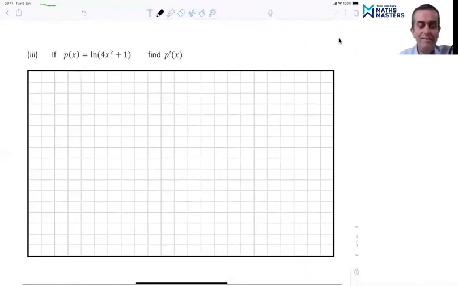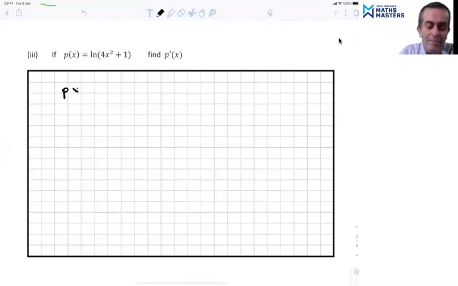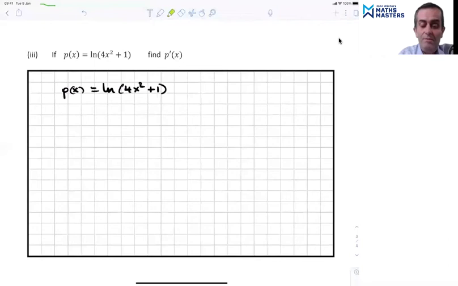Now, in our next example, we have a log. Okay, and again, logs appear on almost every Leaving Cert exam. So I'm going to begin by just writing down p of x equals the natural log of 4x squared plus 1. Now, again, to begin with, I say to myself, well, this is definitely not just x. It's not the log of x, it's the log of 4x squared plus 1. Okay, so this is definitely the chain rule. If it isn't just x, then it is the chain rule.